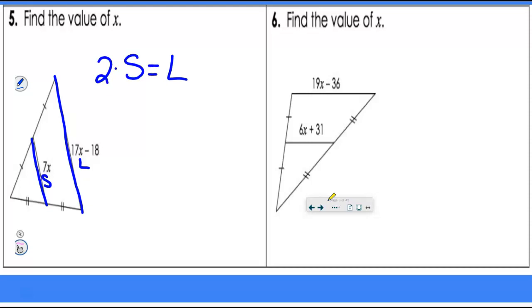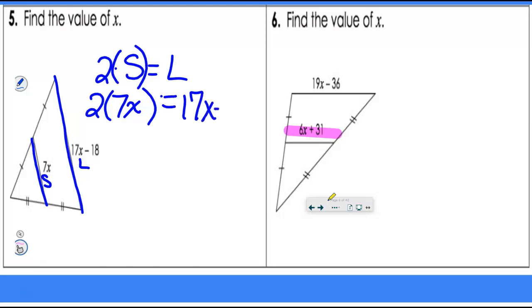All right? I could do it the other way. I get the same answer. I just hate fractions. So when I do that, I'm going to go 2 times. I'm going to put the short in parentheses. Where am I going to put it? For this one, it doesn't matter, but for this one over here, it will. All right, so just go ahead and, I would even write it like that. It's going to equal 17x minus 18.